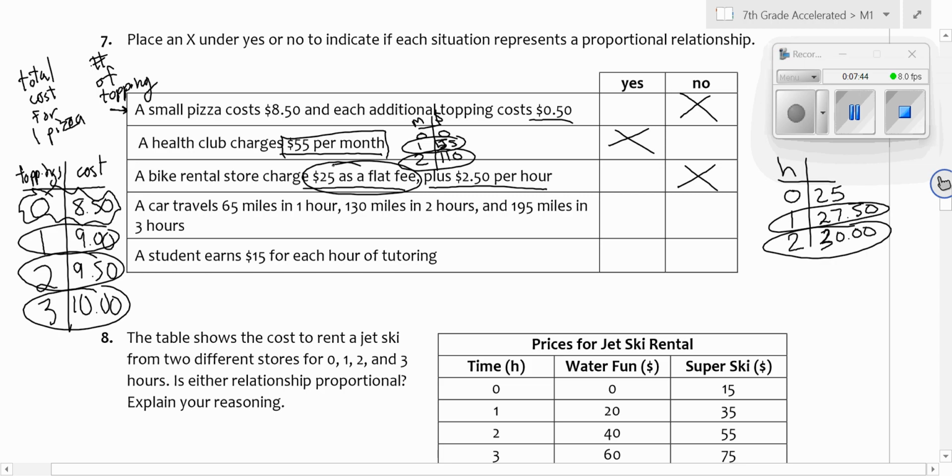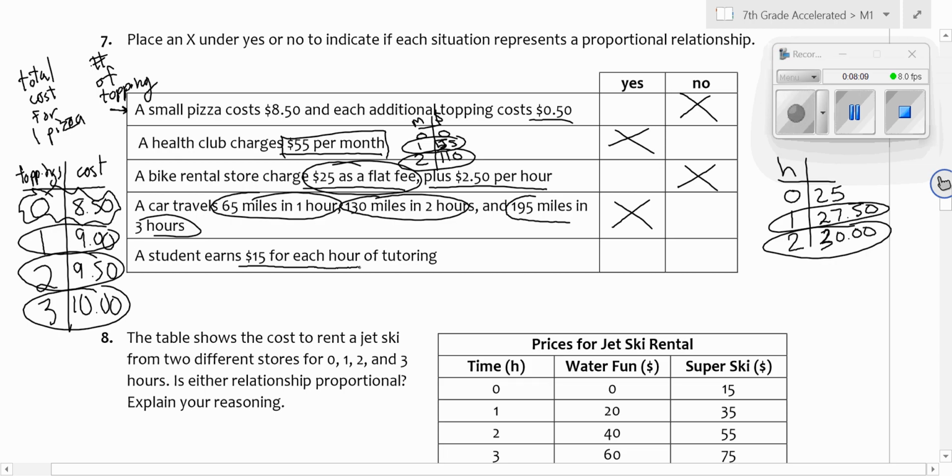You're already paying money. Okay, this next one gives it to you in a different form. They just tell you a bunch of pairs for that quantity. And if you simplify all those to get the miles per hour, they all come to 65 miles per hour, so that's a yes. And then finally, we see just a unit rate of $15 per hour for each hour.